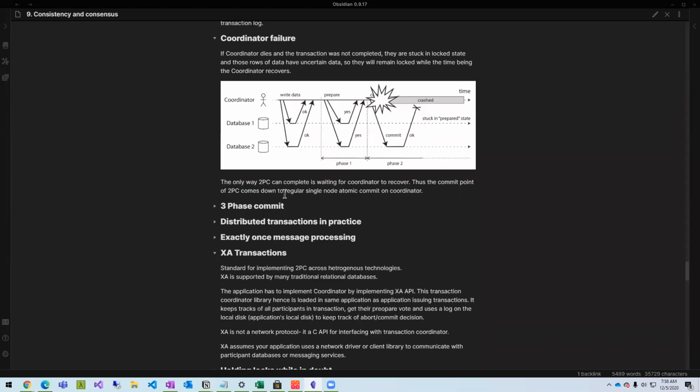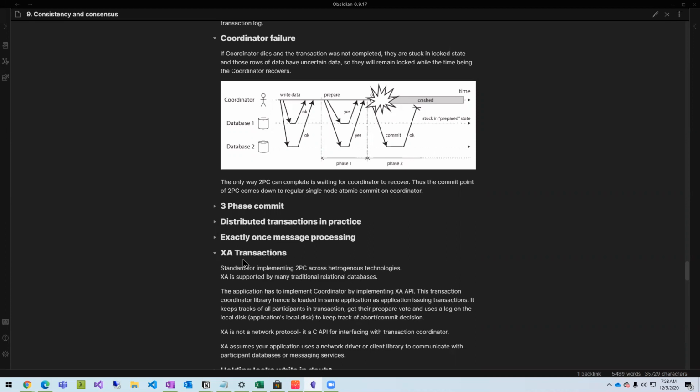XA transaction is actually a standard for implementing two-phase commit across heterogeneous technologies. By heterogeneous, we mean that we have two different databases. We could also use this to implement a transaction on homogeneous systems, when both of them are SQL, or if they belong to different companies, like if one is SQL and one is, let's say, a message queue. If you want to implement a distributed transaction among a message queue and a database, then you would need to implement these XA transactions.